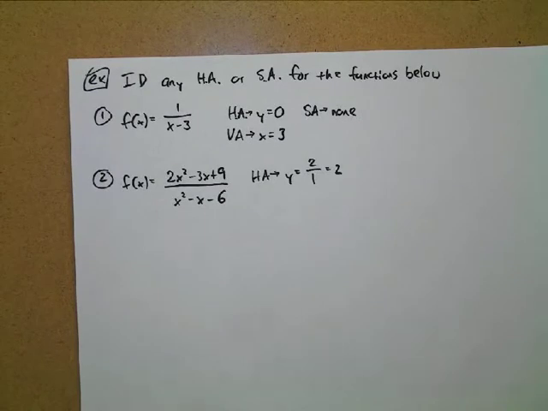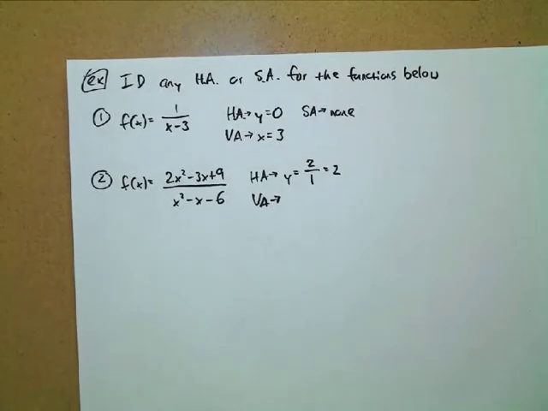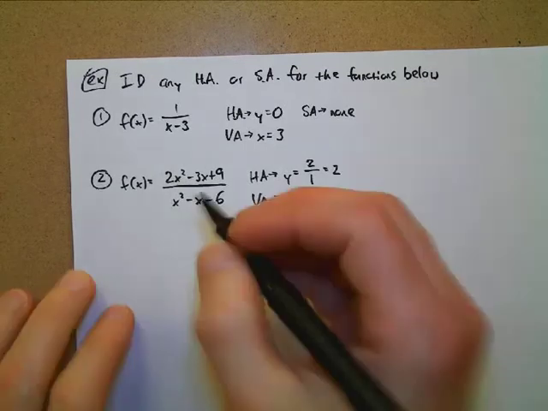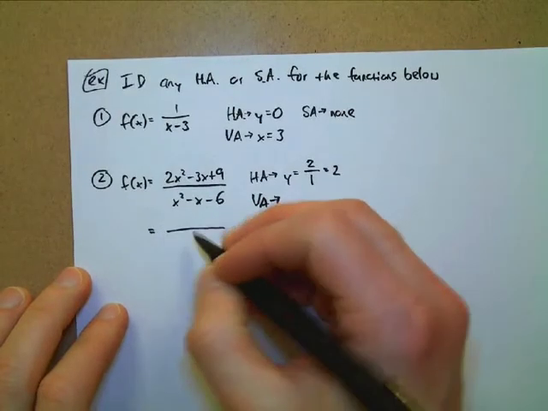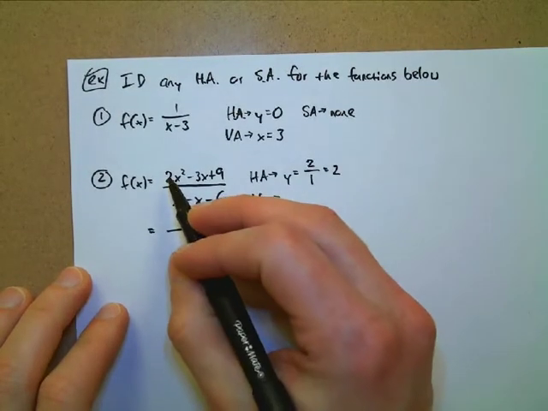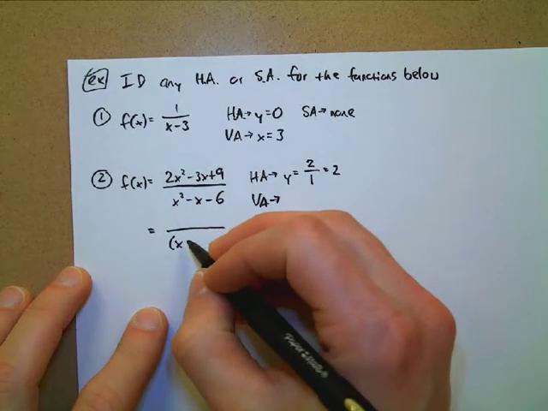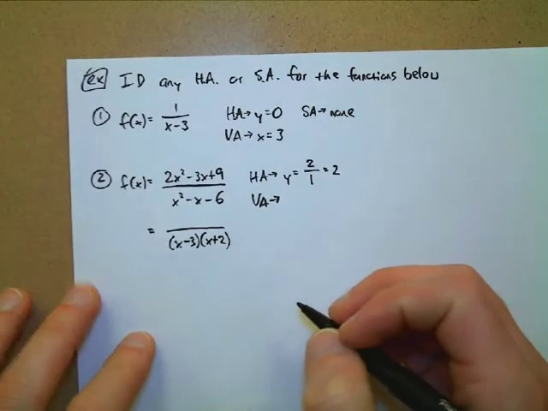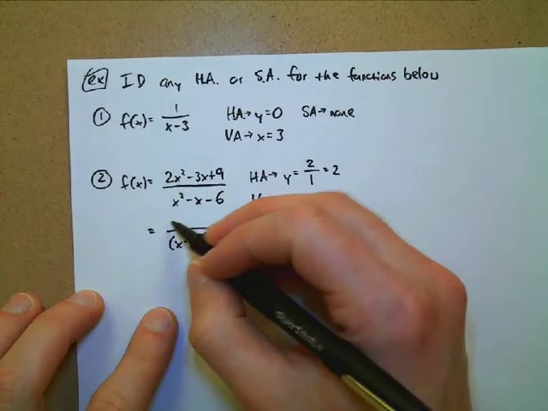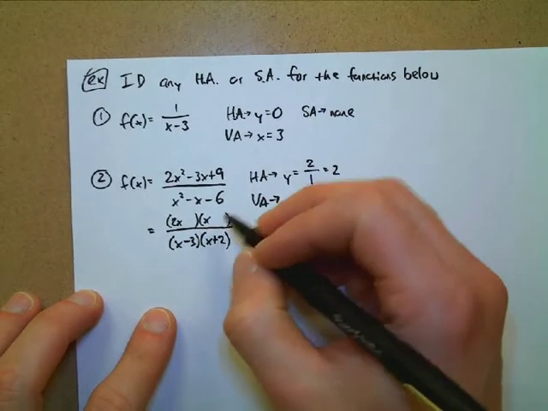What about vertical asymptotes here? Possibly, right? We want to check to see if our denominator ever equals 0, and we want to factor it here. So it does factor, I believe. Let me see here. So yes, you'll have to remember how to do factoring too, potentially. So the denominator factors to be what? X minus 3 and then x plus 2, I think. Okay? And then the numerator factors to be... let me see. Minus 3.